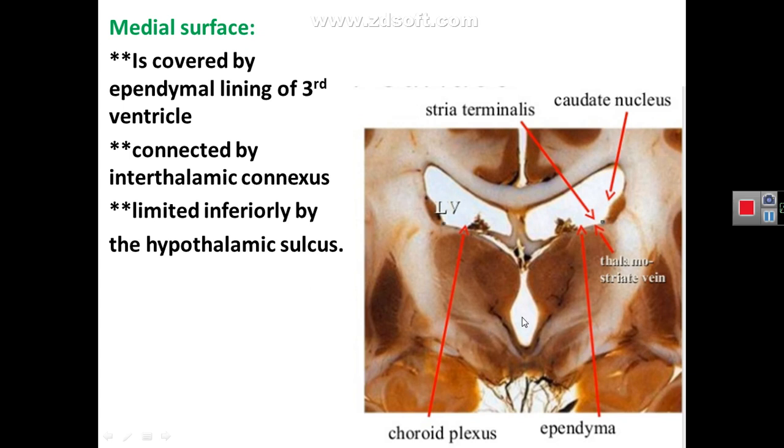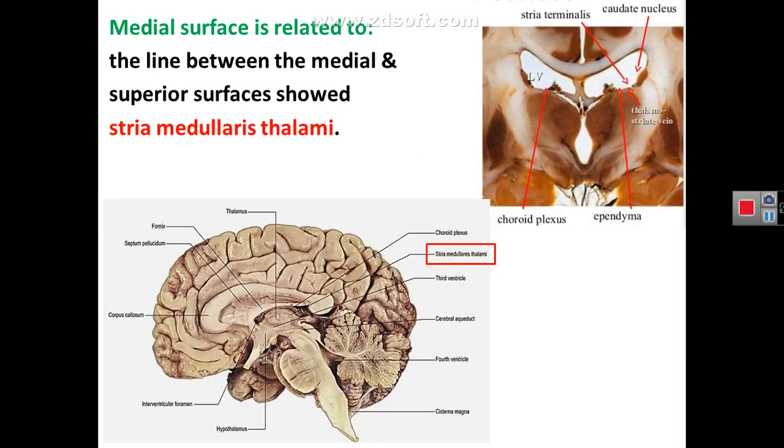So the medial surface of the thalamus is covered by an ependymal lining of the third ventricle, and here we may see a gray matter connection between the right and left thalami, but this connection is not a functional connection, it is only an anatomical connection, and it is seen in this figure. This is the circular region here. This is an interthalamic connection, which is connecting the right and left thalami, but it is only an anatomical connection of gray matter.